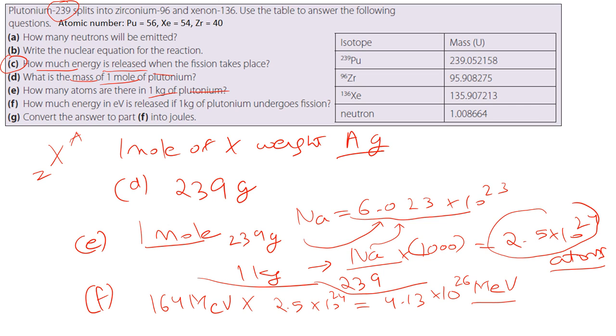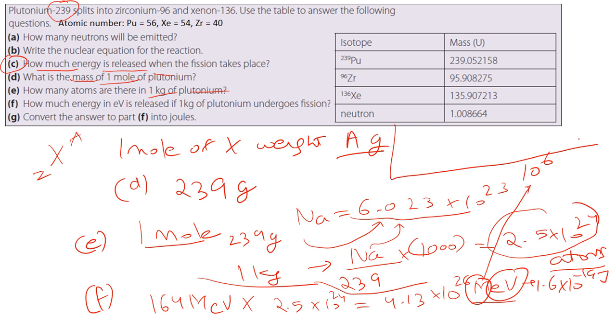Sheldon, did you understand this? Yes, sir. For part G, we have to convert the answer into joules, so that is easy. M is 10^6 and eV is 1.6 × 10^-19 joules. If you solve this, the answer to part G is approximately 6.6 × 10^13 joules. So please write down all of this, Sheldon, and later you have to go through this question again. Yes, sir.